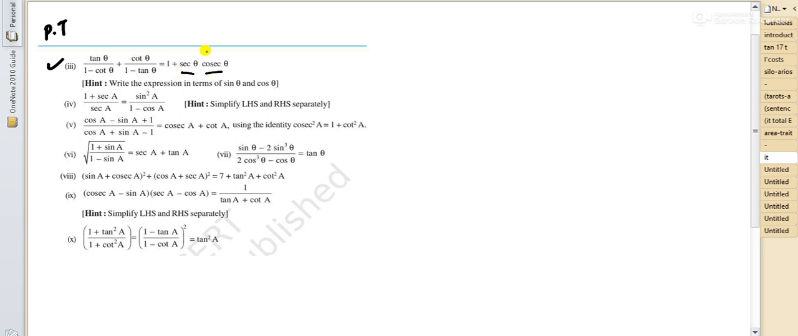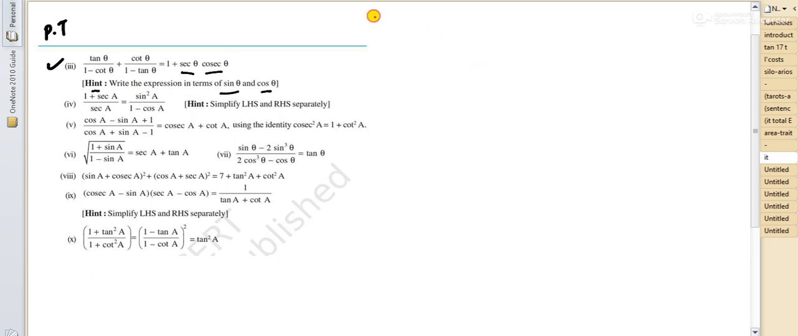In RHS you have sec and cosec theta. Whatever is given in the RHS, always try to write the expression in the form of sine and cos. Remember that. I have said this in my previous video also. Here also I am stressing on that. Always try to change the ratios into sine and cos. That will make your work easier. Now see, here also they have given a hint: write the expression in terms of sine and cos. So how are you going to do this?